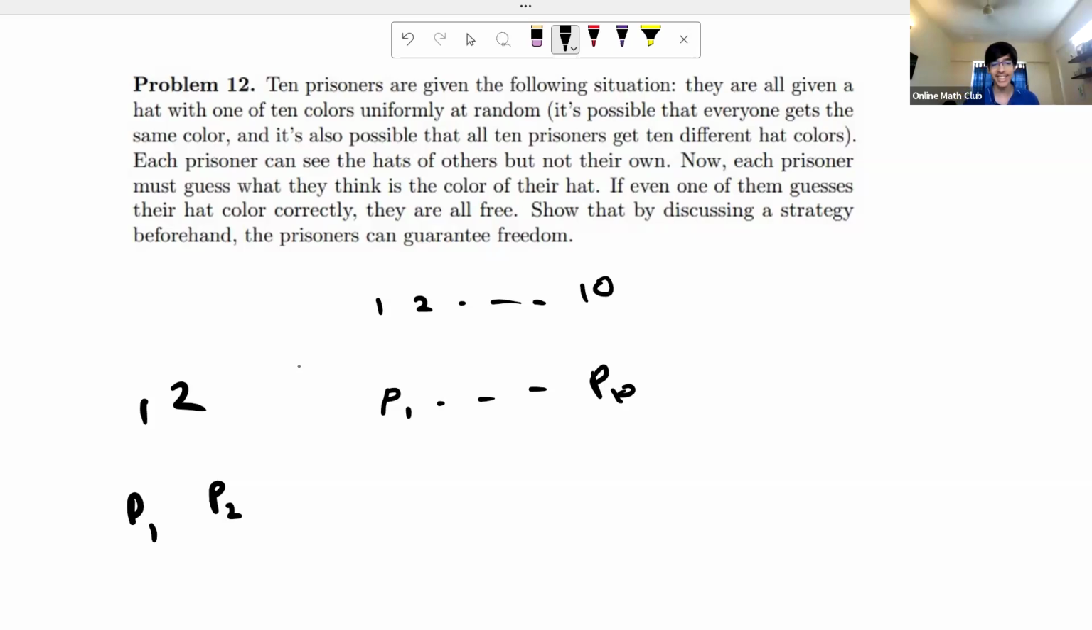Okay, the only trivial case is when there's only one person and one hat. Then of course you can do it because, yes, my hat color is one. As soon as there are multiple people, it's already very confusing.